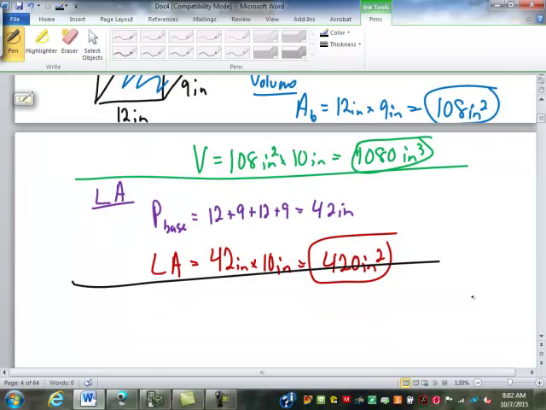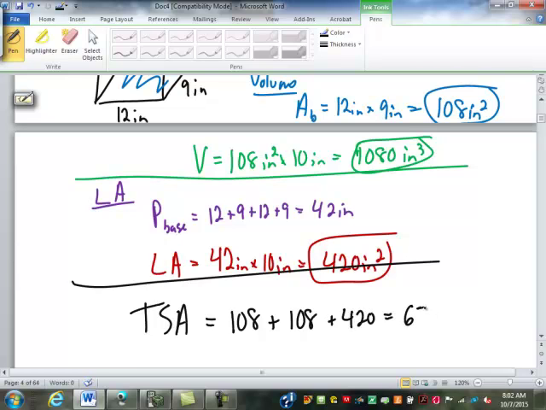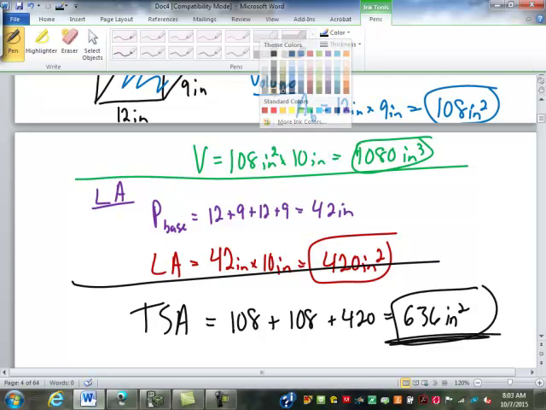So that means total surface area, or just surface area, is the area of the base, 108, plus the area of another base, 108, plus the lateral area of 420, otherwise known as 636 inches squared. How many of you had that? Oh, doing well. I'm happy.